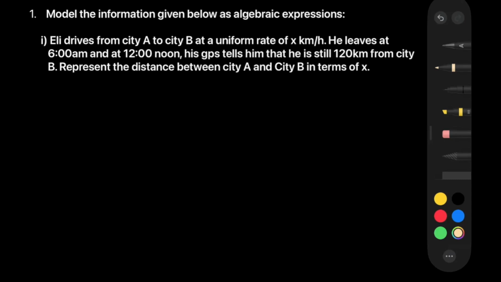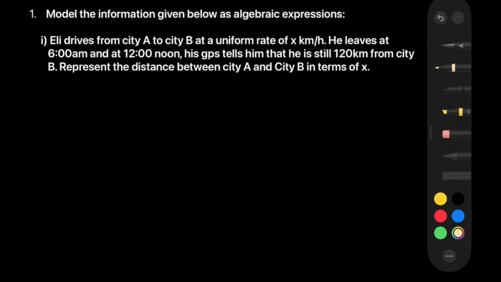Model the information given below as algebraic expressions. Eli drives from city A to city B at a uniform rate of x kilometers per hour. He leaves at 6 a.m. and at 12 noon, his GPS tells him that he is still 120 kilometers from city B. Represent the distance between city A and city B in terms of x.